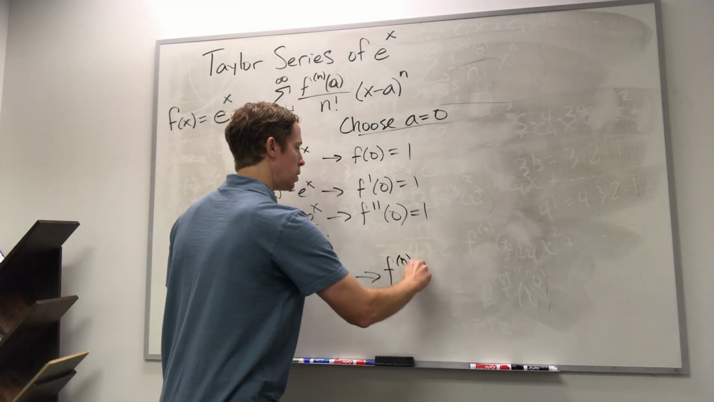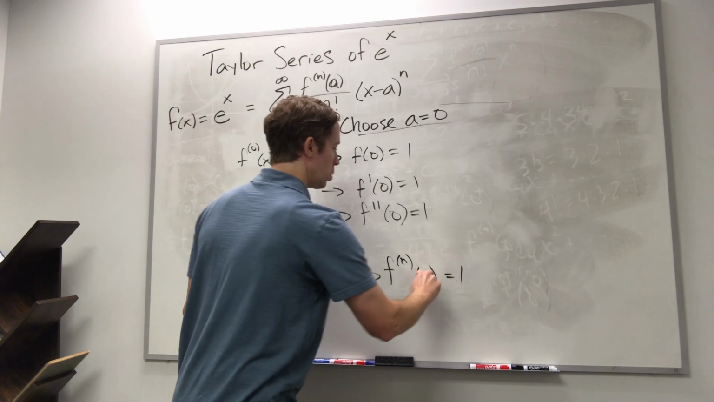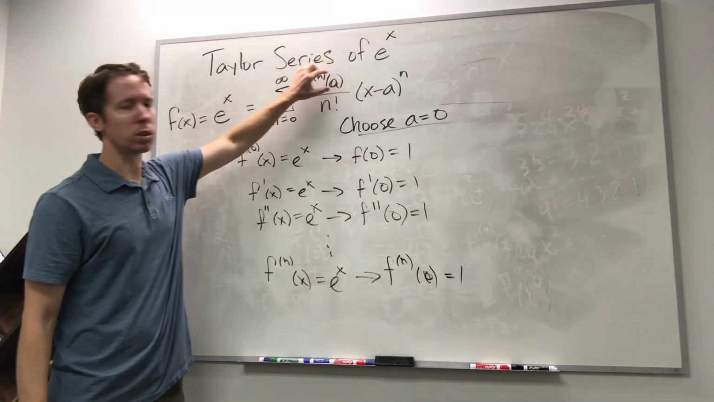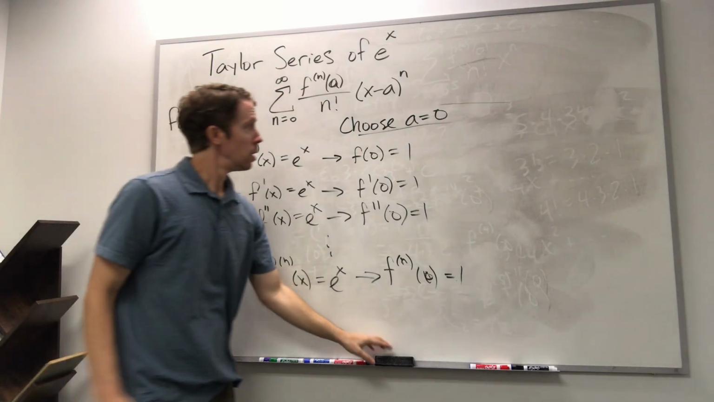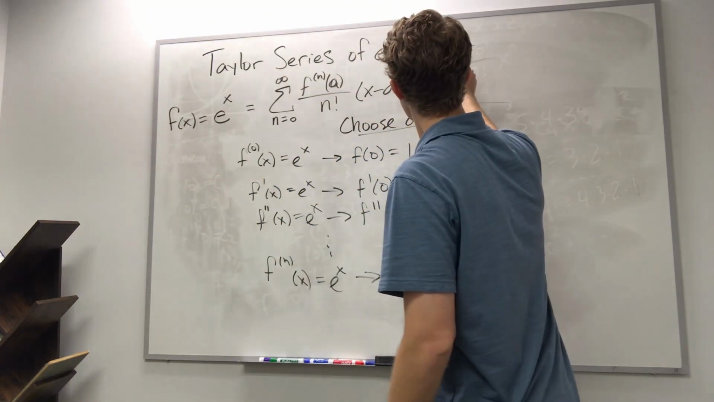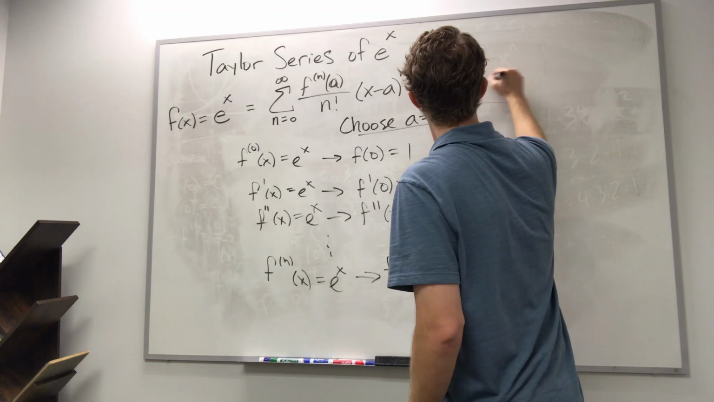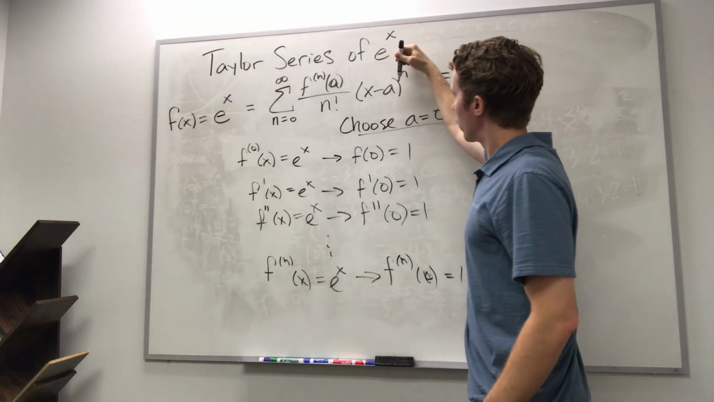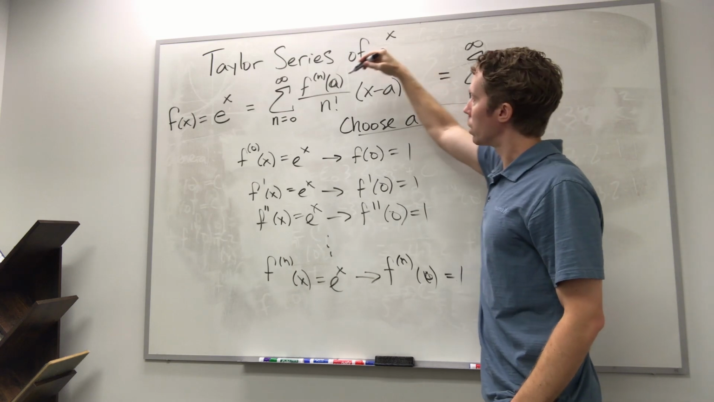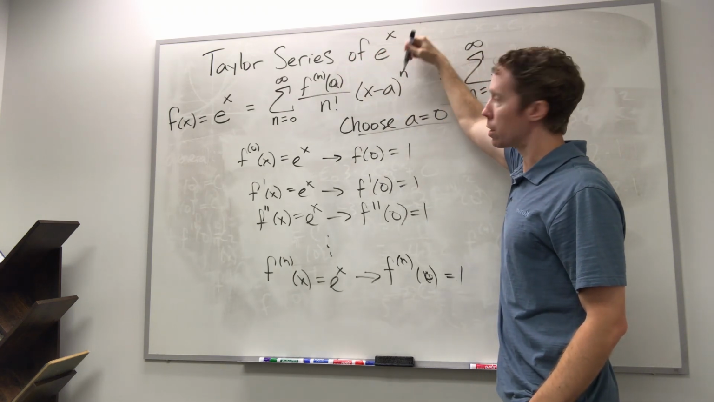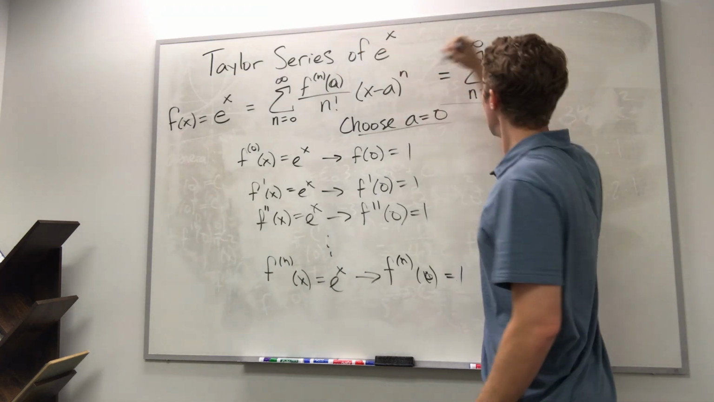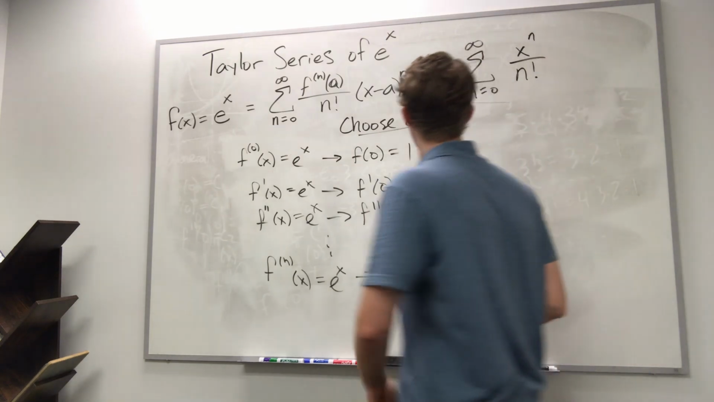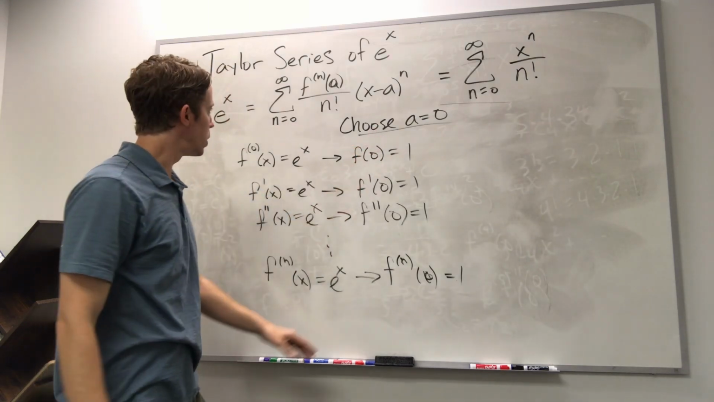All of my derivatives evaluated at 0 are equal to 1. So in all of my terms, this numerator is just 1. A is 0. So since I have 1 over n factorial times x to the n, I'm just going to bring that x to the n up in the numerator. That is the Taylor series for e to the x.